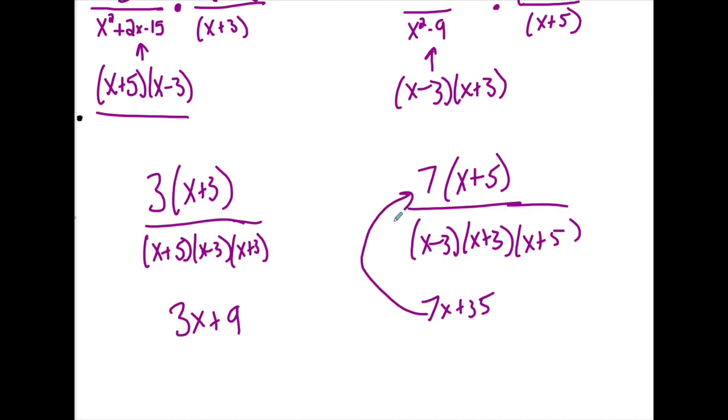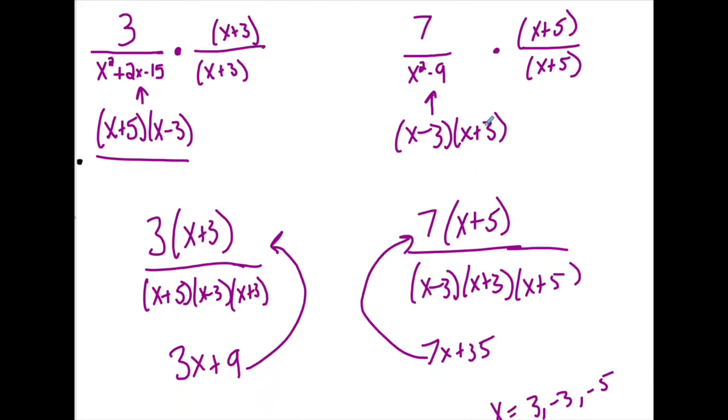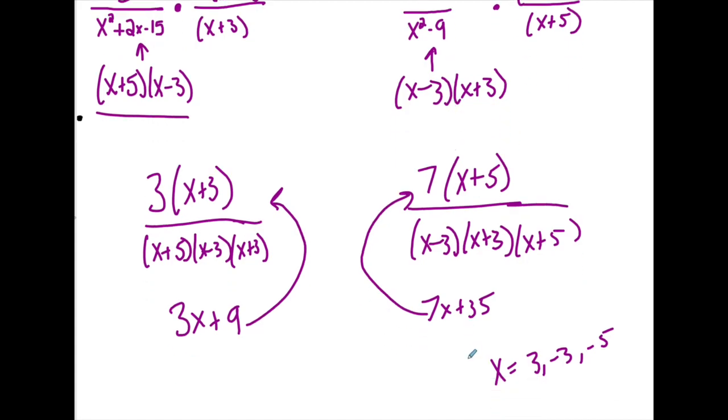So just please make sure you distribute. The other thing we probably want to talk about here are excluded values. So in this case, just don't forget x cannot be equal to 3, -3, or -5. Because if it's equal to -5 or 3, the first one will be undefined. And if it's equal to -3, you'd also have the second one undefined, okay? And so remember, if one of the things has a denominator of 0, it's undefined, it doesn't have a value, so you can't multiply by it.